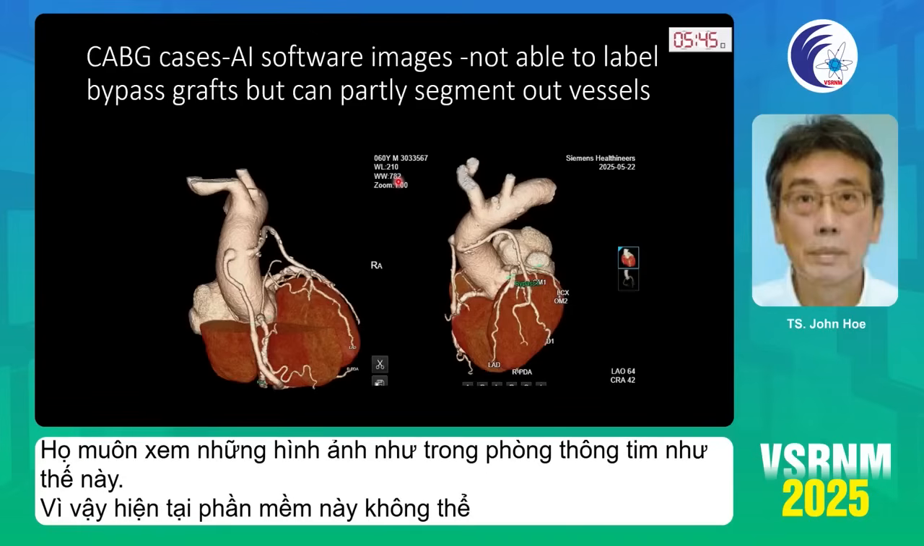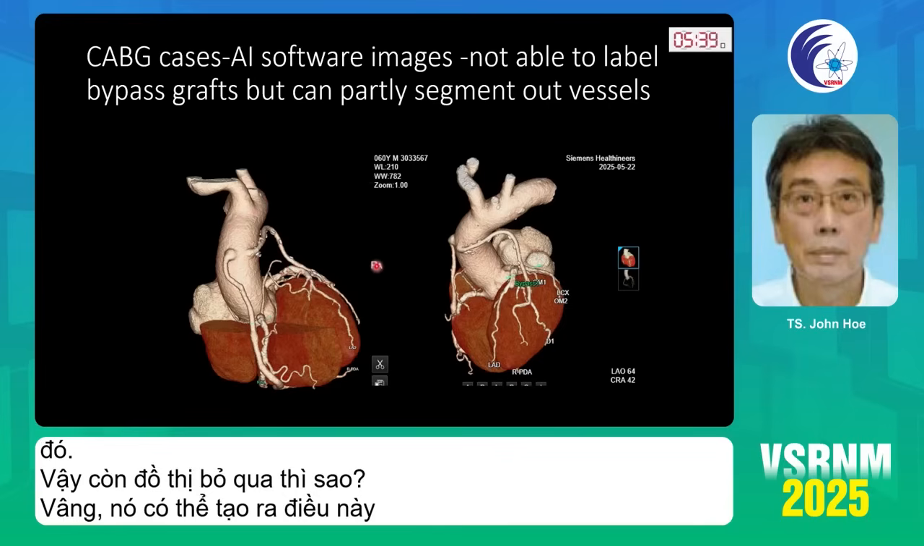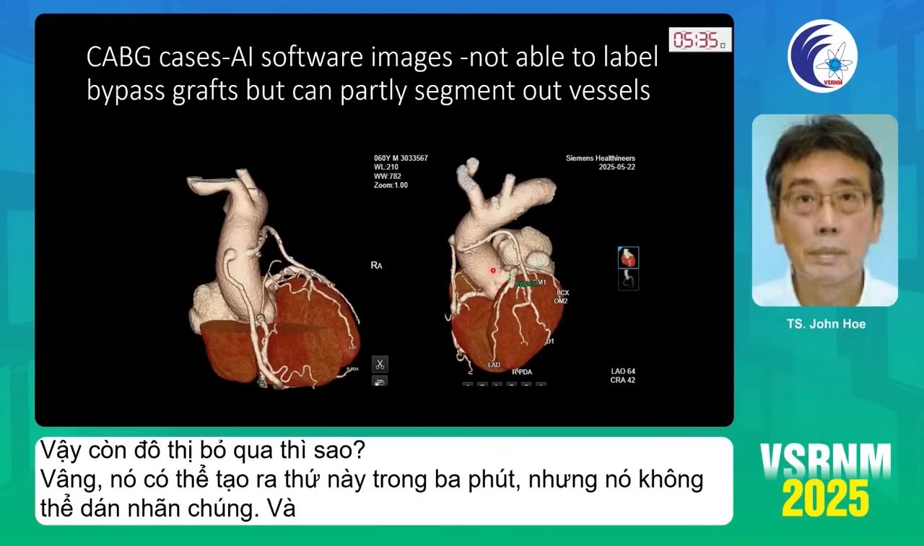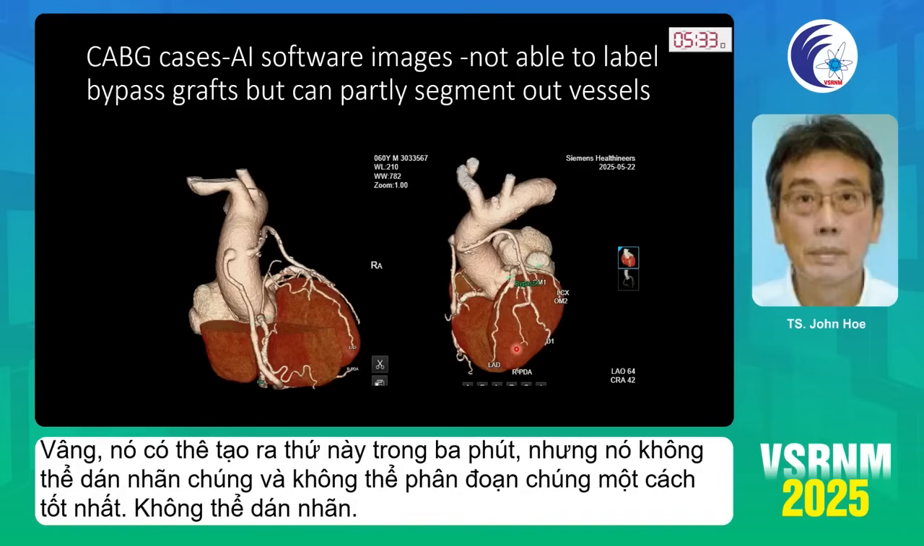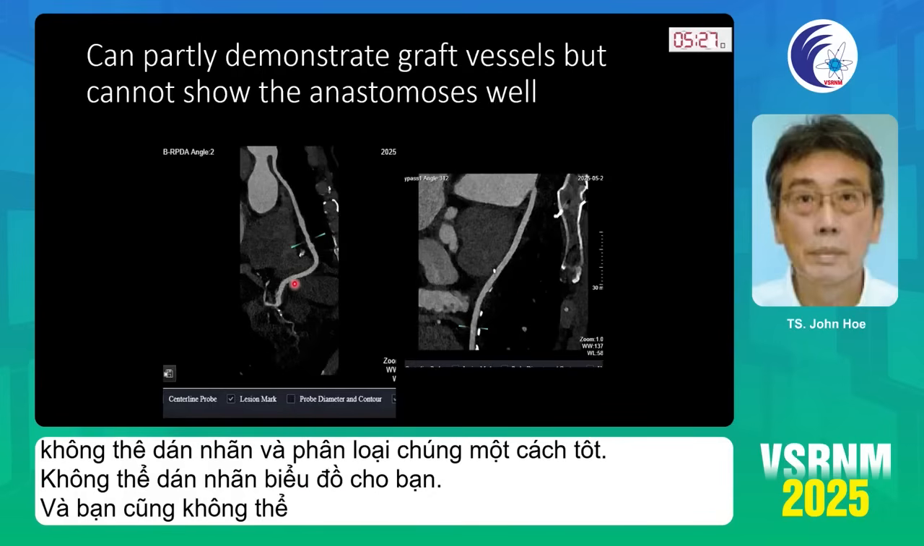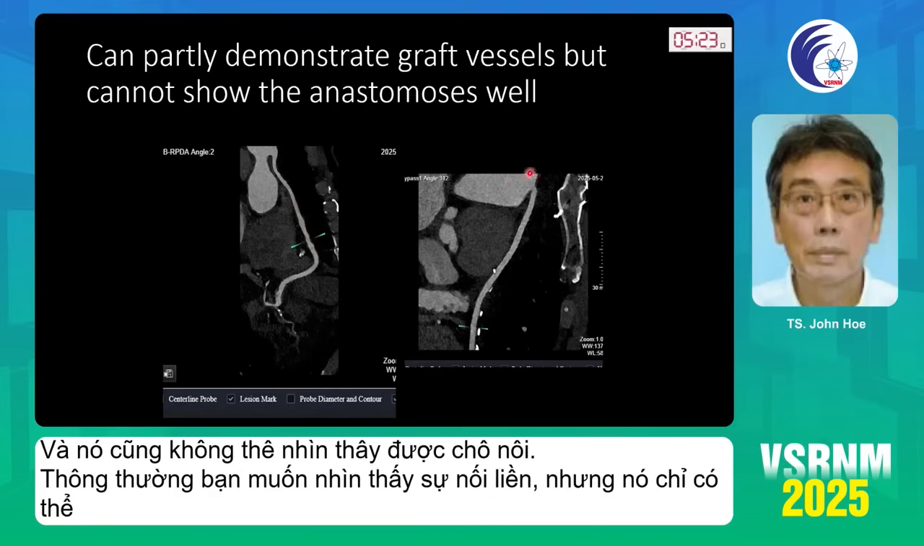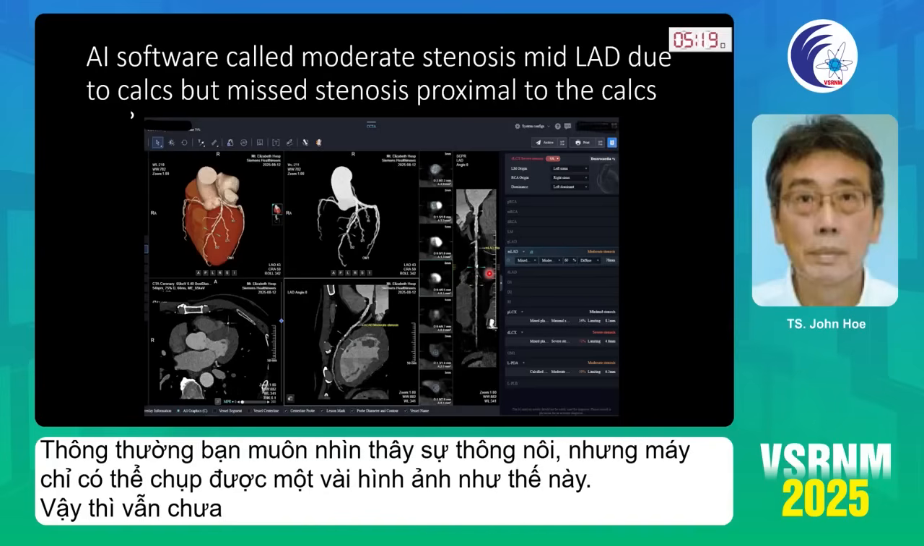Then what about bypass graphs? Yes, it can produce this in 3 minutes, but it cannot label them, and it can't segment them out very well. It cannot label the graph for you. And also you cannot see the anastomosis. Normally you want to see the anastomosis, but it can only do a few pictures like this. So it's still not good enough yet.